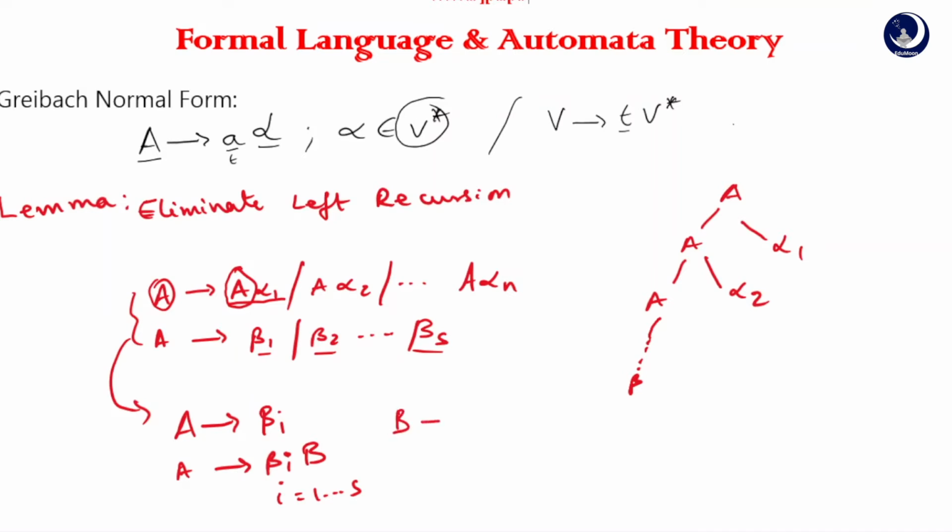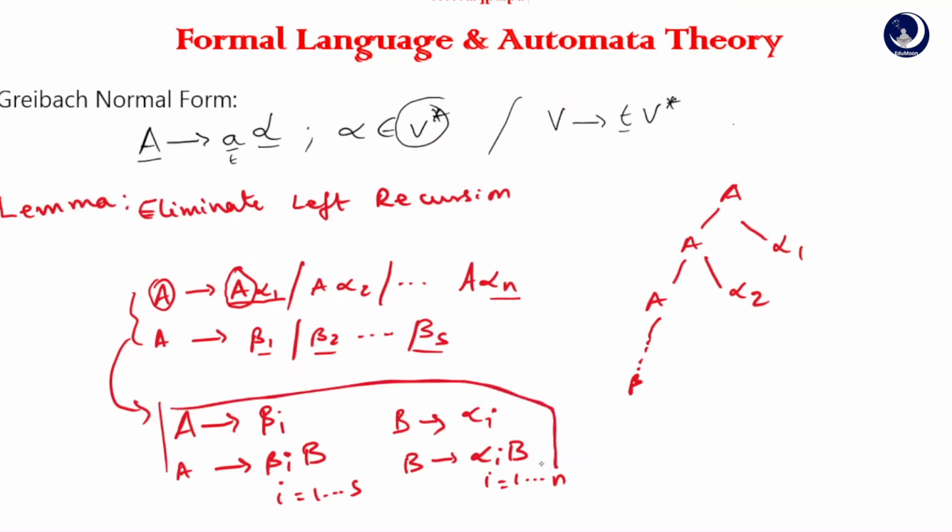The productions of B will be B tends to alpha i and B tends to alpha i B. Again here the value of i goes from 1 to n, because assume that we are having n values for alpha and s values for beta. So here i goes from 1 to s for betas, and here the value of i goes from 1 to n for the alphas. These are the equivalent production rules after removing the left recursion. The same string can be generated using the same grammar here. Whatever string is generated by the original grammar will also be generated by these grammar rule productions.